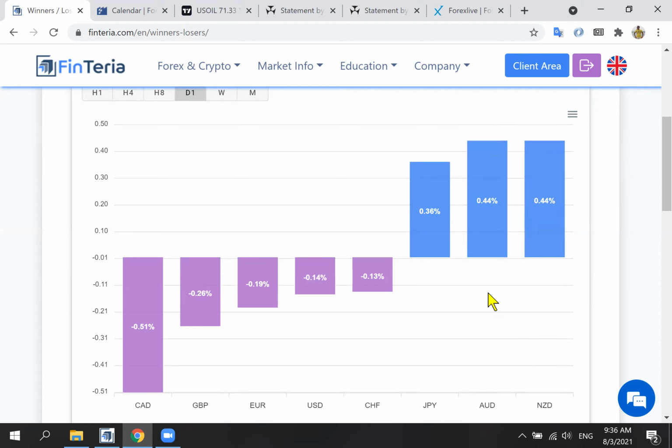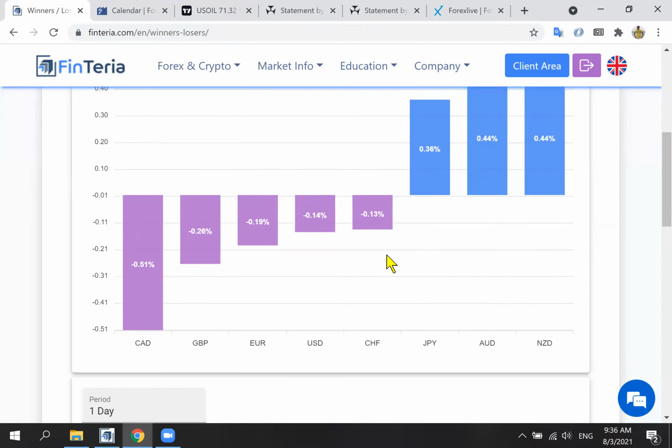However, if we look at the euro dollar, we can see that it was pretty stable. The euro lost almost 0.2%, and the dollar was also one of the losers. And if we look between those currencies, we can see that they're more or less in balance.